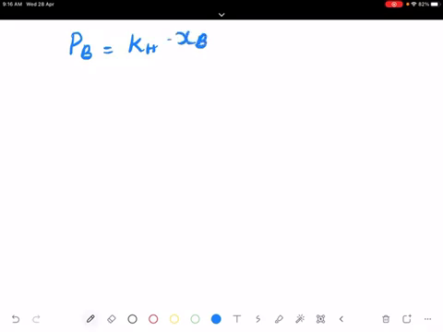You will have numericals based on this equation. Now coming to KH. I told you as KH increases, solubility decreases.